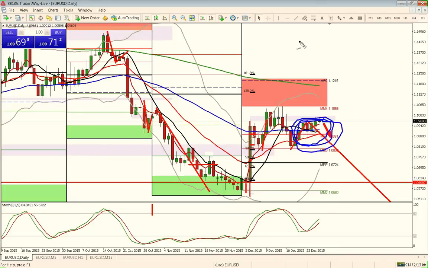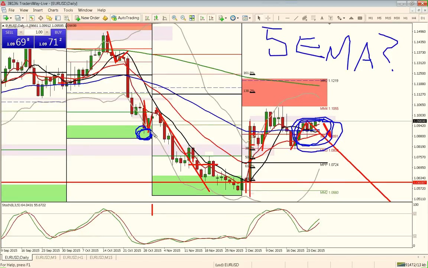Big questions are, where's the 5 EMA? Okay. And two things. Are we going to touch it today? And if not, how far away from the 5 EMA are we? So if you look over here, in this scenario, we're nowhere near the 5 EMA. And when that happens, very often you come back to the 5 EMA. And that's called a mean reversion.